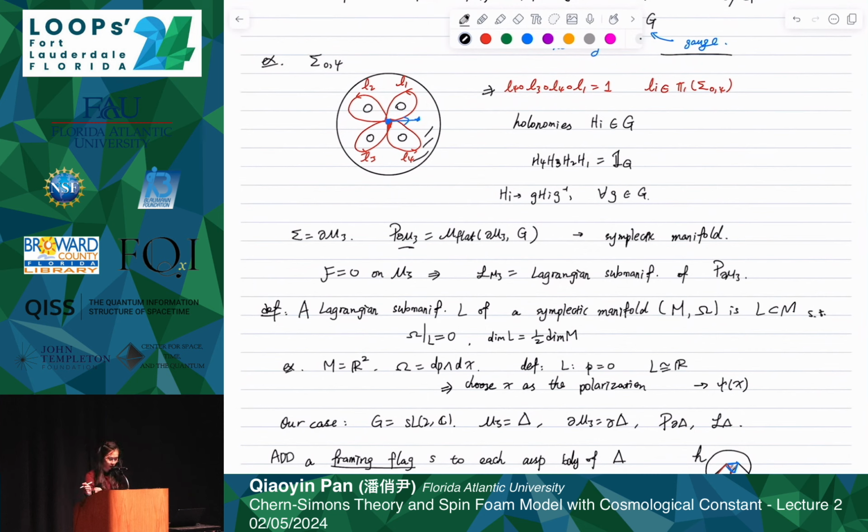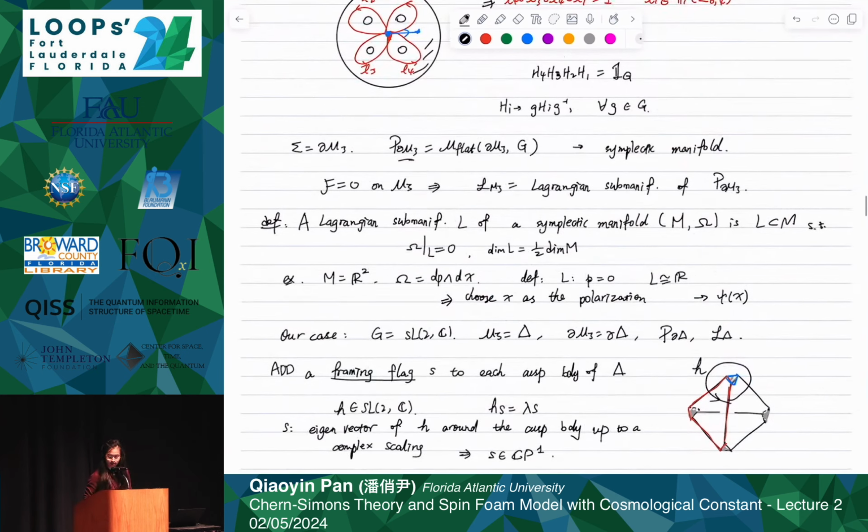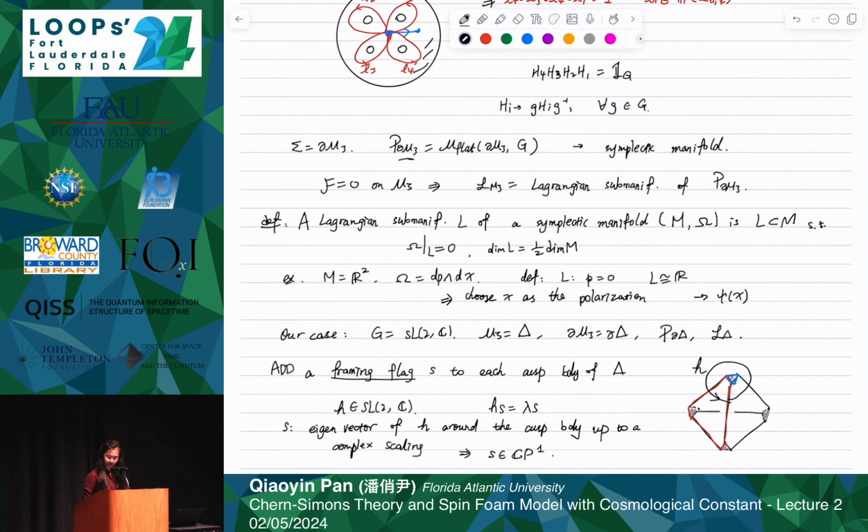Okay, so why do we introduce a framing flag? Before that, I see another question. Yes, so can you go back? Let me just make sure. So the point is like this P of partial M3 is the phase space of the flat connection, right? Right. So it is a symplectic manifold. And then what is this Lagrangian submanifold of P of partial M3? It is the manifold of the solutions with F equals to zero? Yeah. Okay. In the bulk, yes. And I will show you soon how I realize that F equals zero.